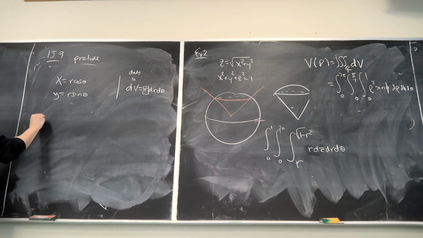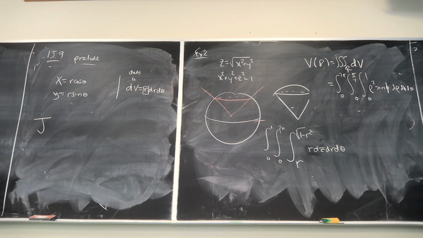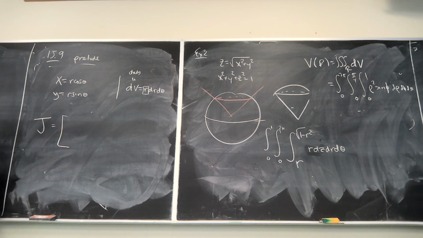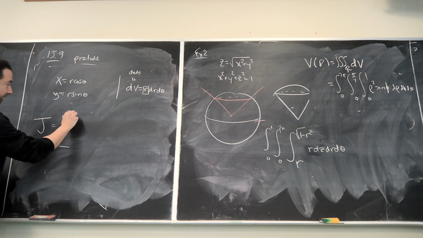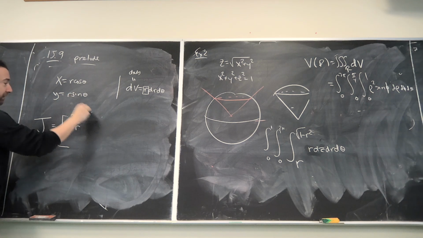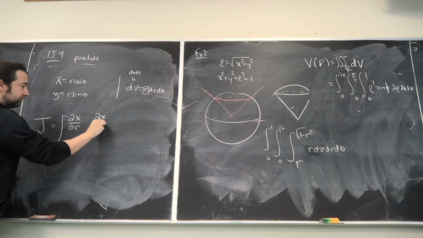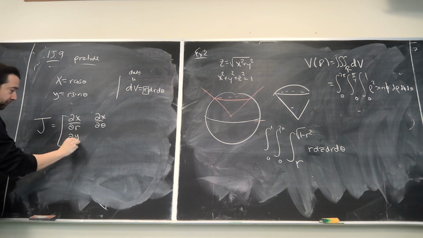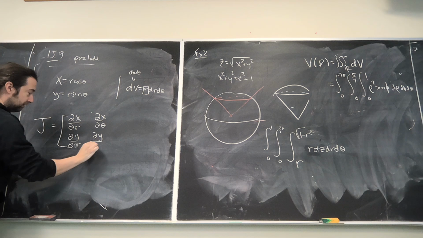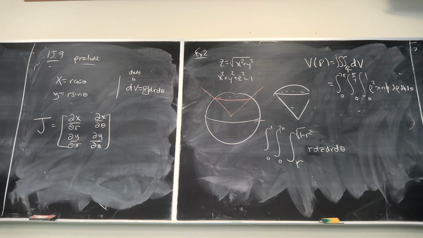So one way to do it is I'm going to define this thing I'm going to call J, which is short for Jacobian matrix. And J is going to be a matrix. It's part of my conspiracy theory to convince you that everything is actually secretly linear algebra. I'm going to fill that matrix up with partial derivatives. The partial derivatives of x with respect to its two variables, and the partial derivatives of y with respect to its two variables, r and theta. That's pretty easy to compute.